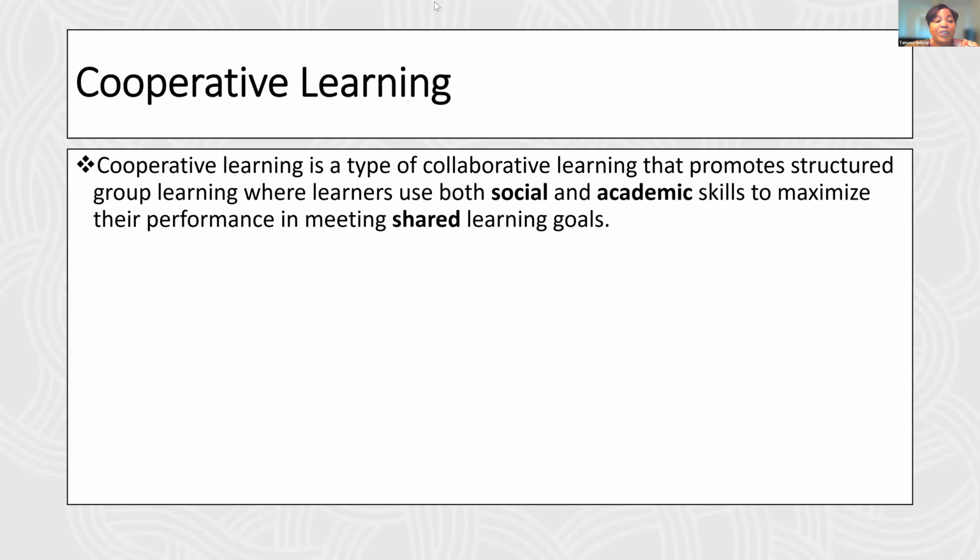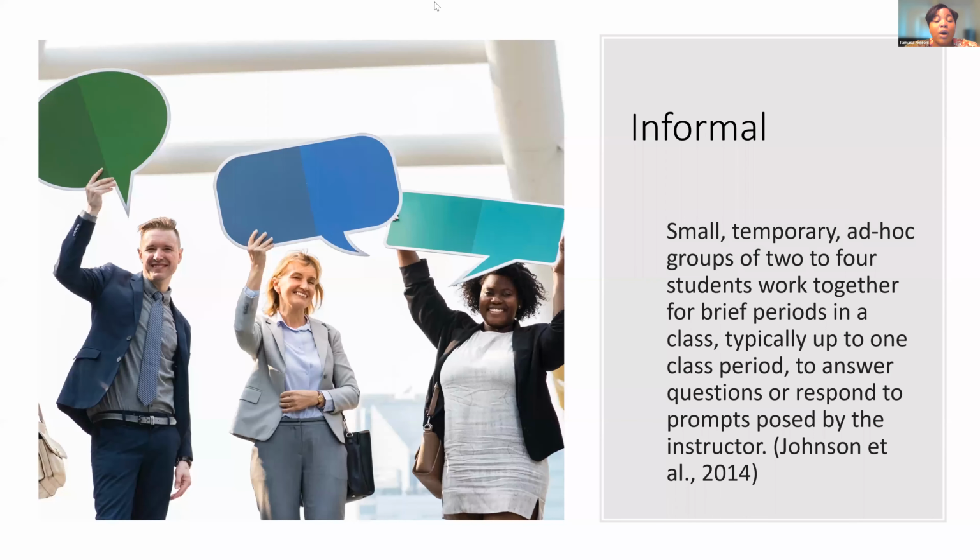Well, cooperative learning is a type of collaborative learning that promotes structured group learning where learners use both their social and academic skills to maximize their performance in meeting shared learning goals. So students develop a positive interdependence on one another to maximize their performance, both socially and academically, in meeting those learning goals. And there are two types of cooperative learning.